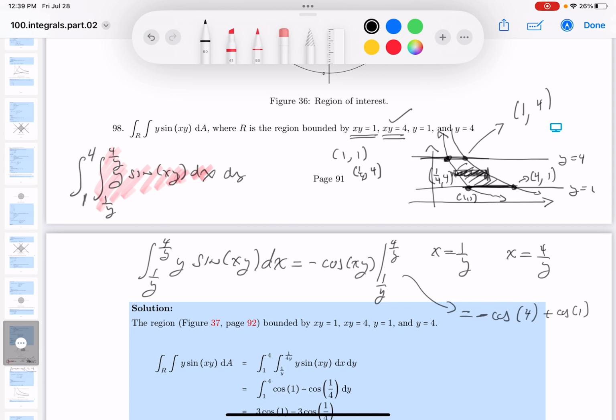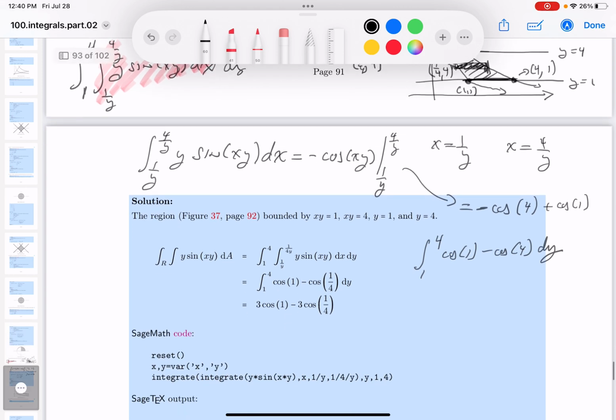All right? And then the question becomes, what are you doing now? I just did the inner integral, I got to do 1 to 4 now. Cosine 1 minus cosine 4 dy. Can I do that? I can. Pretty easy to do. What do you get? Cosine of 1 minus cosine of 4. That's a constant, by the way. Y, I'm going from 1 to 4.